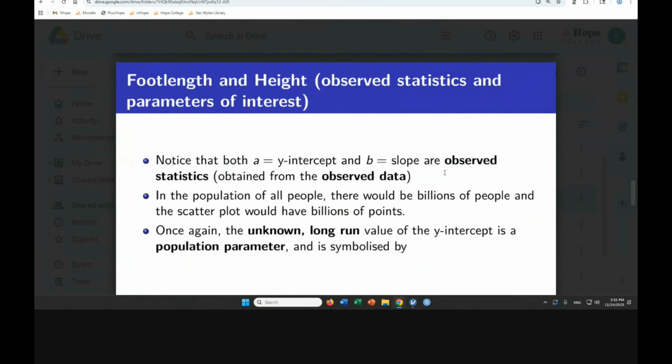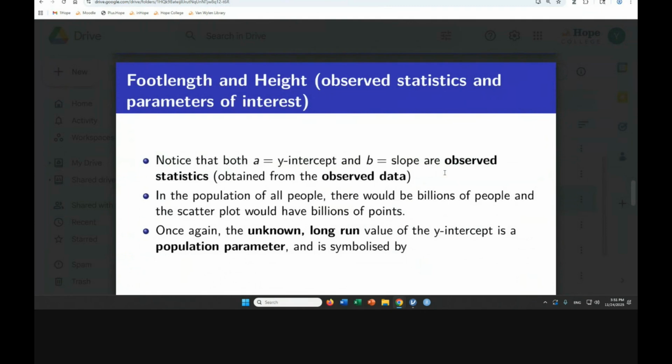See, the data set for the foot length had 20 people. There are 20 dots. Okay, I'm not drawing 20 dots, but imagine there are 20 dots. From these 20 dots is calculated the least square line. This least square line has a y-intercept called a and a slope called b. All right? These are observed because they come from 20 dots. Are there more than 20 people in this world? Yes.